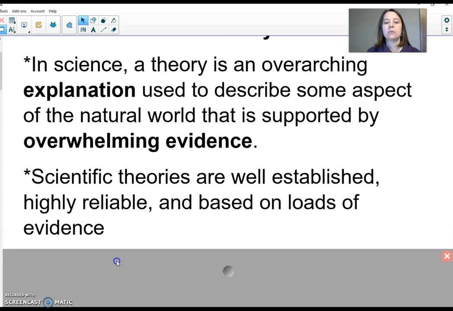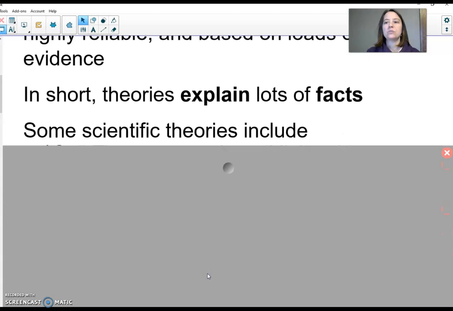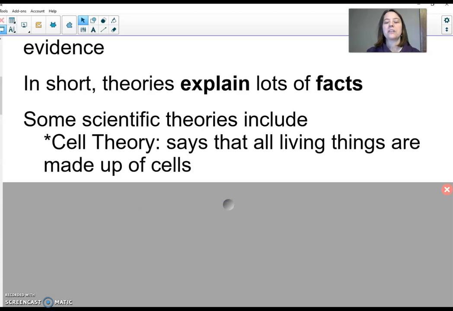So let's delve a little bit deeper. Scientific theories are well established, highly reliable, and based on loads of evidence. In short, theories explain lots of facts. So let's look at some, and please do write these down. Some scientific theories include the cell theory. It says that all living things are made up of cells. So the cell theory is not somebody's prediction that all living things are made up of cells. It is a statement that explains a lot of evidence, and there is a lot of evidence to back up this theory.